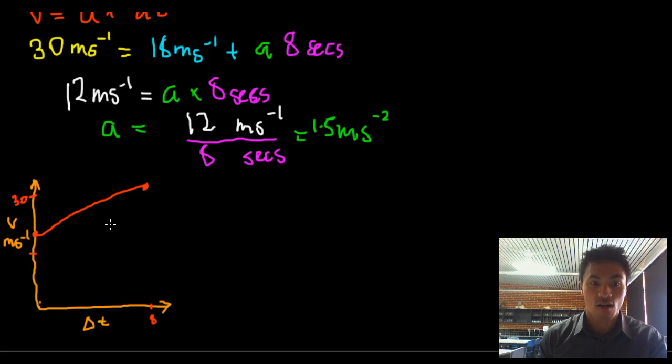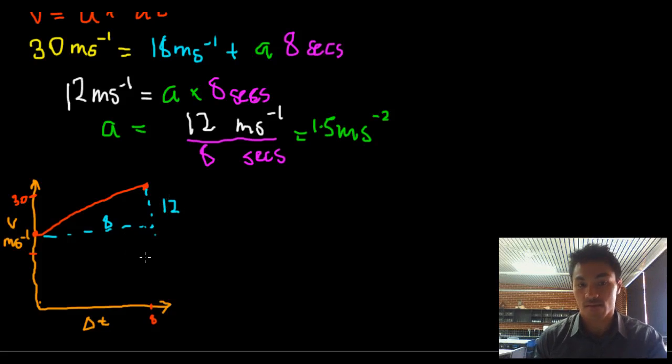So that's our rise, and then we divide that by how long it took, so our run. Let me just put that in. Our rise was 12 meters per second, and our run was 8 seconds. So if we divide our rise by our run, we get the gradient, which is our acceleration. So for every second that passes by, the velocity gets faster by 1.5 meters per second.